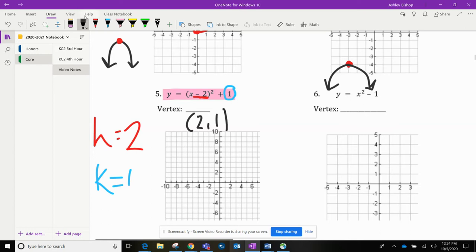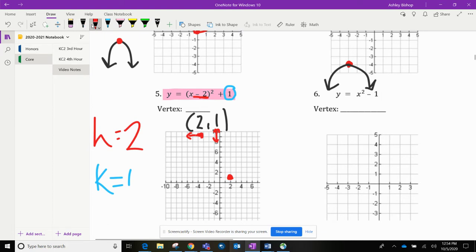So I'm going to go, remember this first number is how many you go left or right. So 2 is positive, so I associate that to the right over 2. And this next number is how many you go up or down. Over 2 and up 1. Here's my vertex.